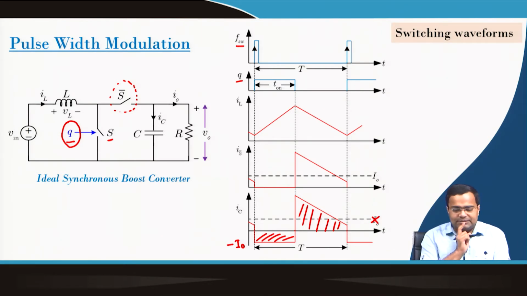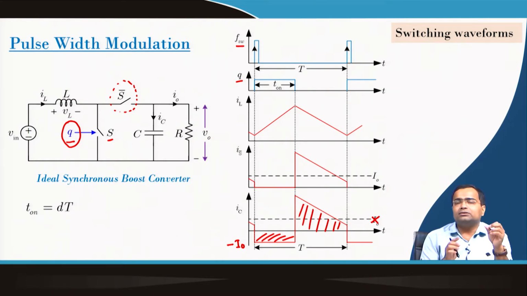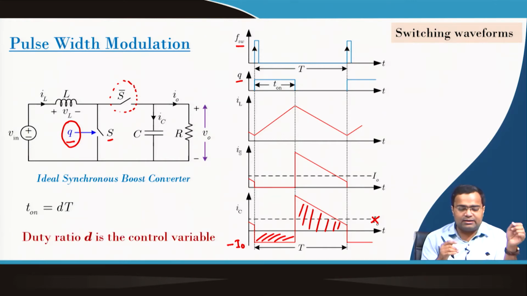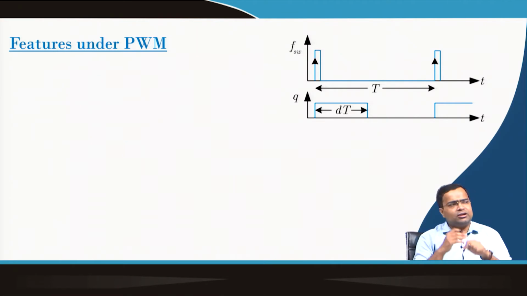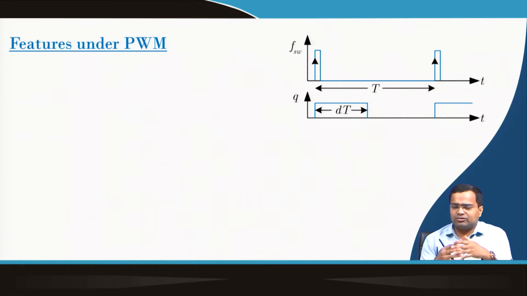Okay. So, in pulse width modulation, the control variable is the on time, where since the time period is constant, we are varying the on time, that means we are effectively varying the duty ratio D. So, duty ratio is the control variable in case of pulse width modulation. What are the features available in pulse width modulation? It is used because almost all commercial products apply this pulse width modulation technique.